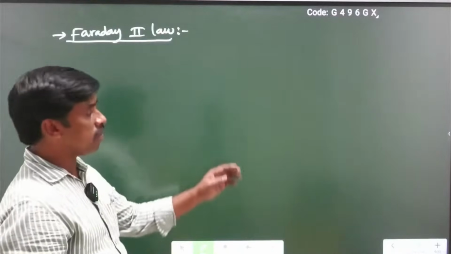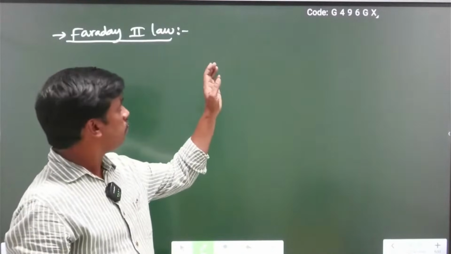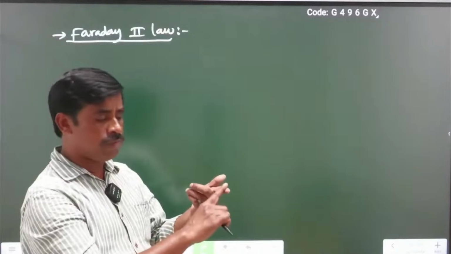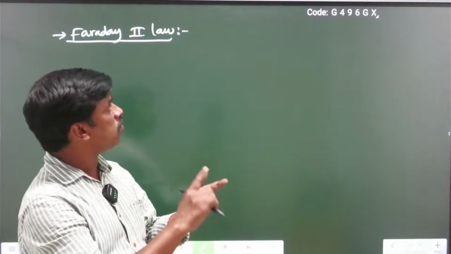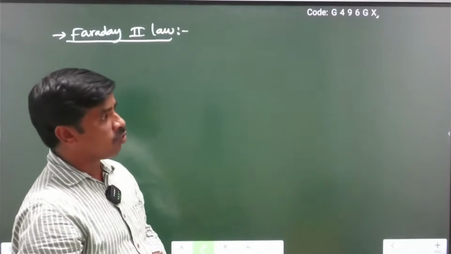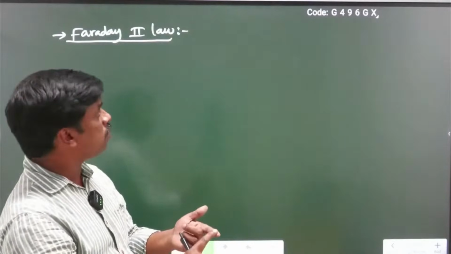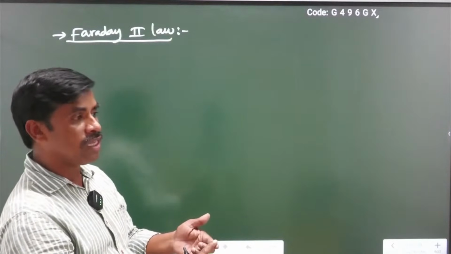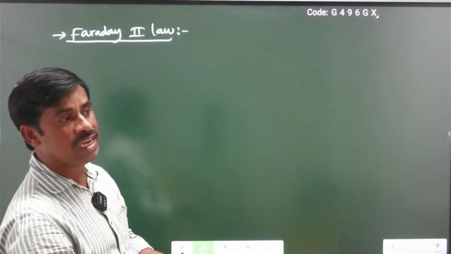Once again, listen, I am repeating the statement. If the same quantity of current is passing through different electrolytes, the mass of substance deposited or liberated at the electrode is directly proportional to their equivalent weights.